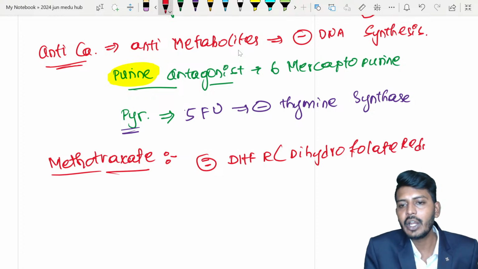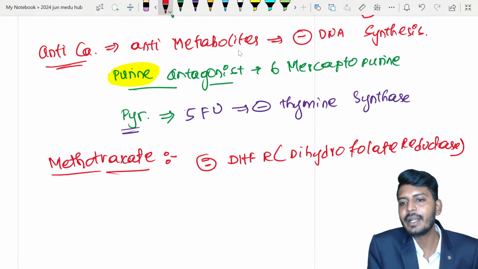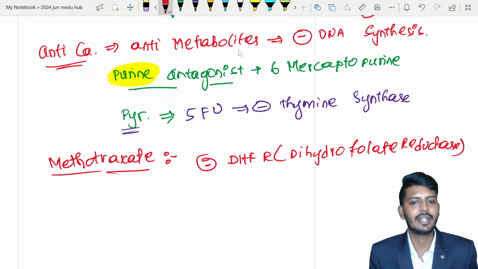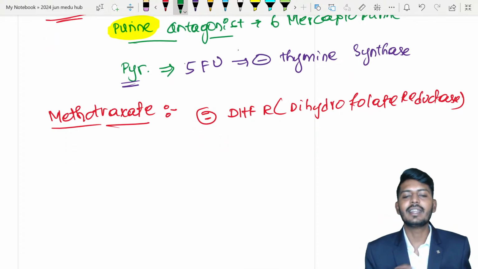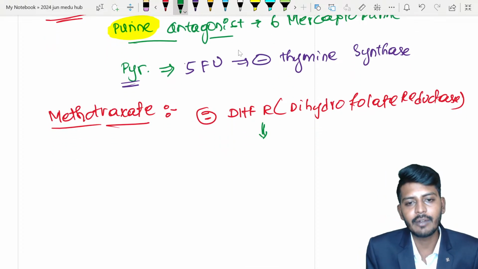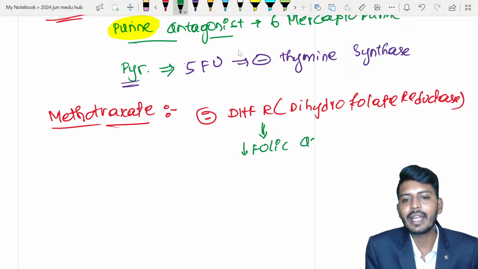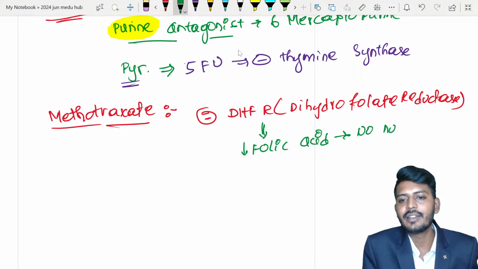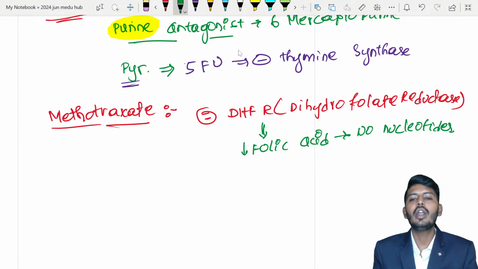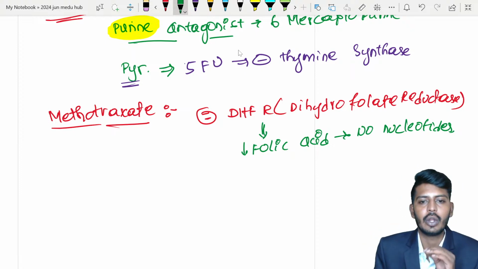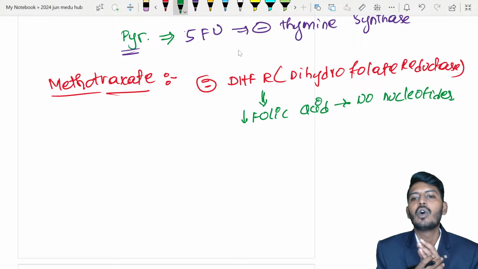So who is the inhibitor of dihydrofolate reductase? Methotrexate. So this DHFR inhibition will automatically lead to a decrease of folic acid. If there is no folic acid, there are no nucleotides. So there is a decrease of folic acid.